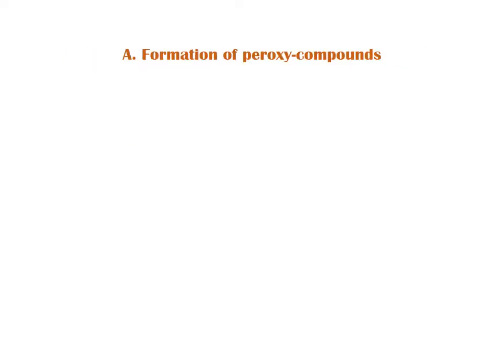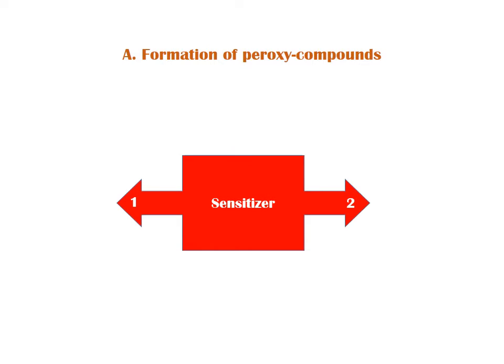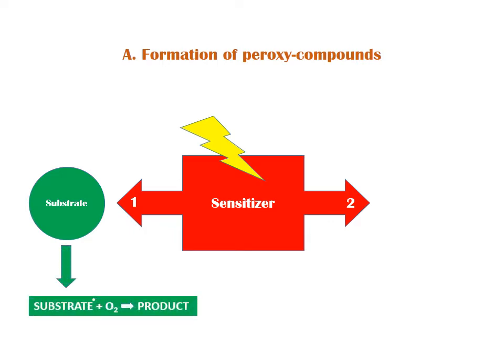If you take formation of peroxy compounds, as usual, here also, like other photochemical reaction, we are going to take a sensitizer. When you irradiate, your sensitizer will attain excited state. And by being in excited state, it can react by two modes. In the first mode, your excited state sensitizer can interact with your substrate, and your substrate will produce a radical. The substrate radical can interact with the ground state oxygen and it will give a product. This is first way or mode 1.